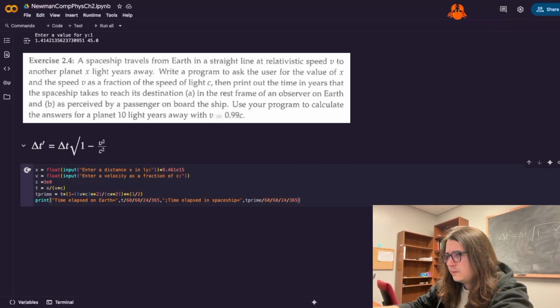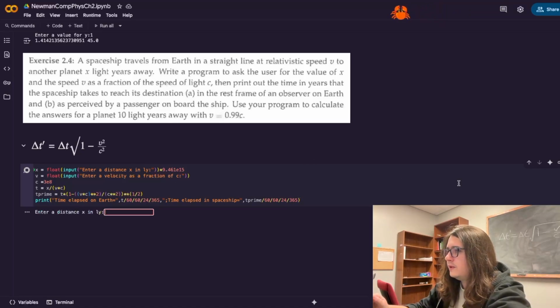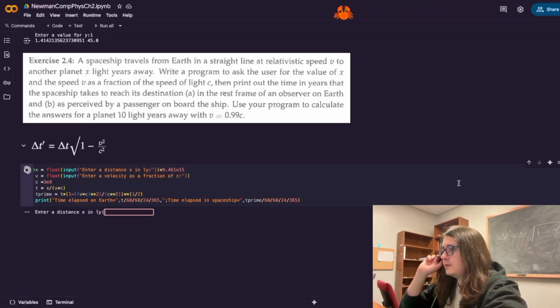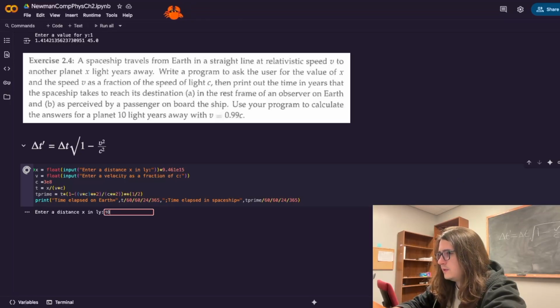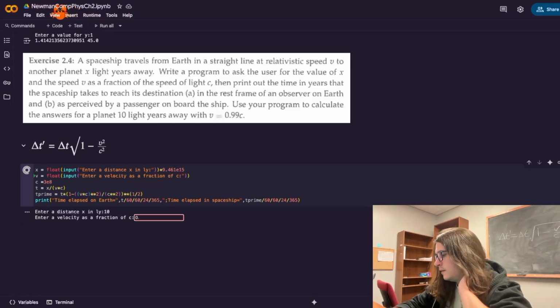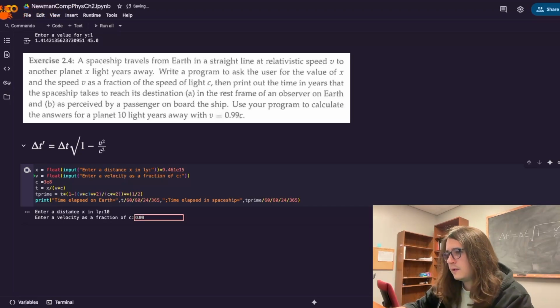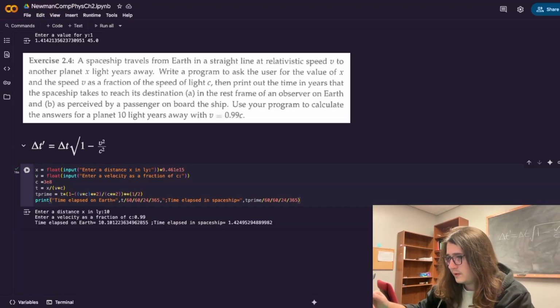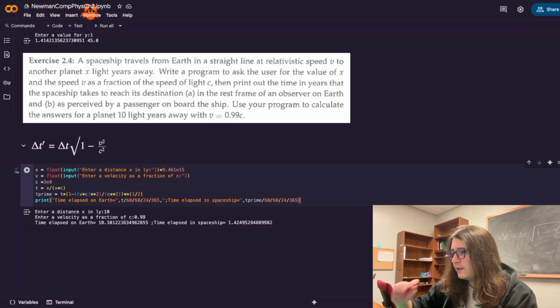Let's see if it works. We know that it should print out something like 10 years if we input 10 light years away for t. So let's do 10 and then 0.99 c. And it did print out something that is like 10, so I think we did that right. And then the time elapsed in the spaceship is 1.424, so that's interesting. All right, sounds nice.